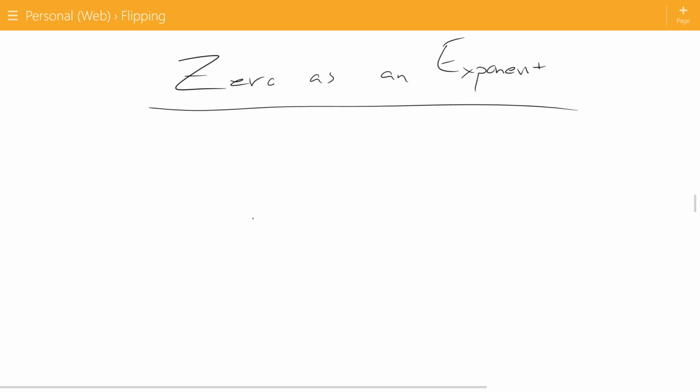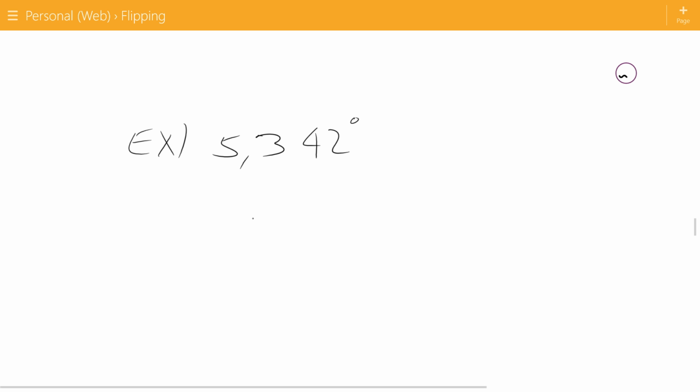Now if you have 0 as an exponent, there is a simple rule for that. Anything to the 0 power is equal to 1. Anything. For example, if you have 5,342 to the 0 power, that equals 1.